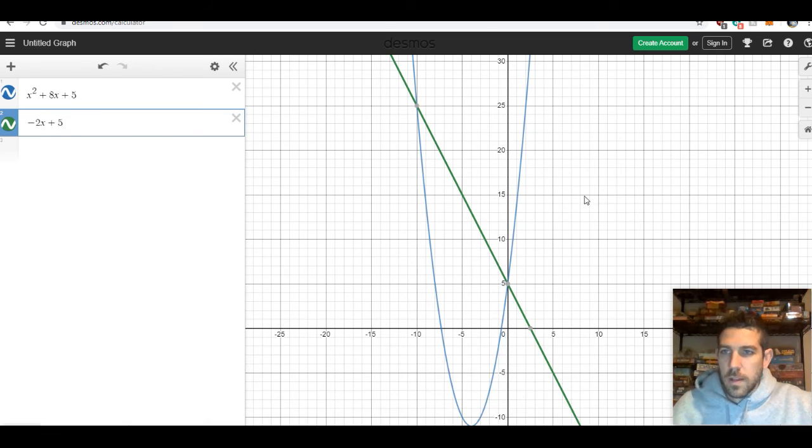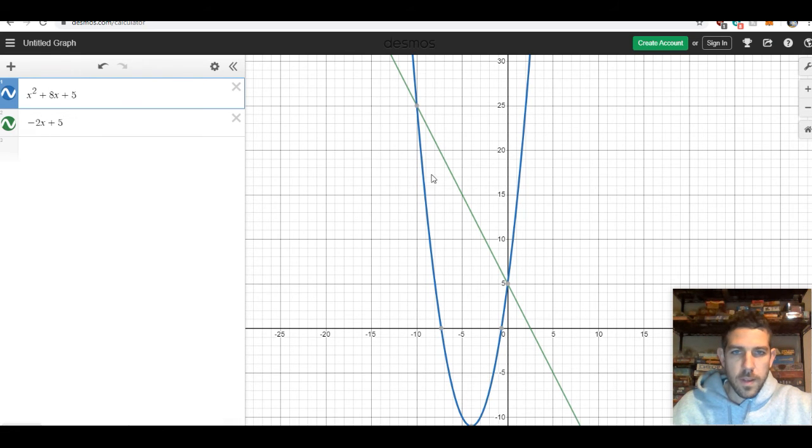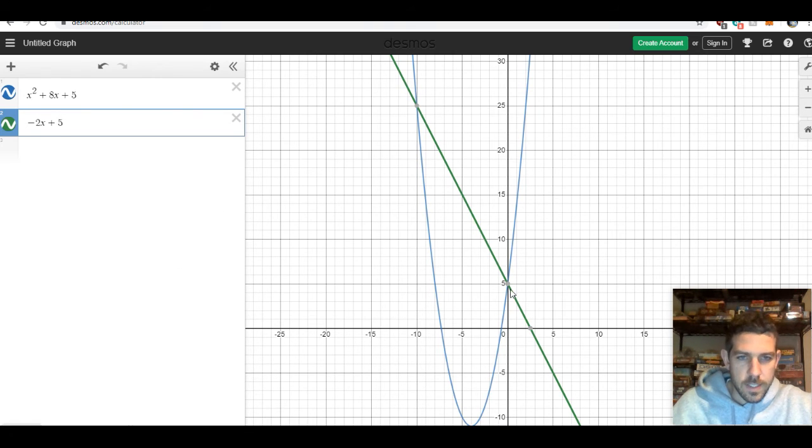Okay, so according to this graph, where the blue parabola intersects with the green linear equation, the line, those should be our solutions. You can see they connect right here at 0, 5, and they also connect at negative 10, 25. And those were the two algebraic solutions we came up with for the equation: 0, 5 and negative 10, 25.